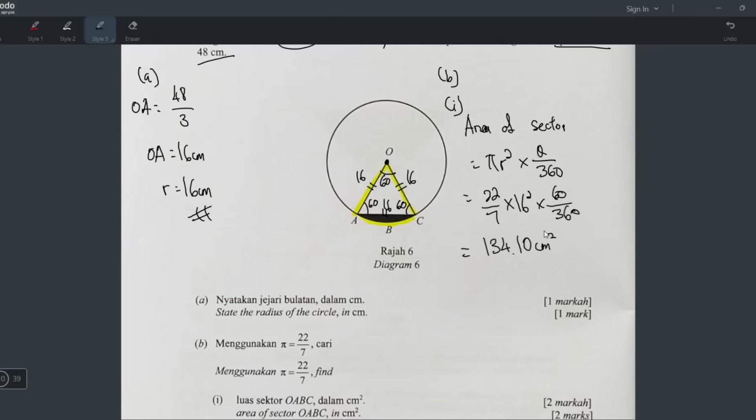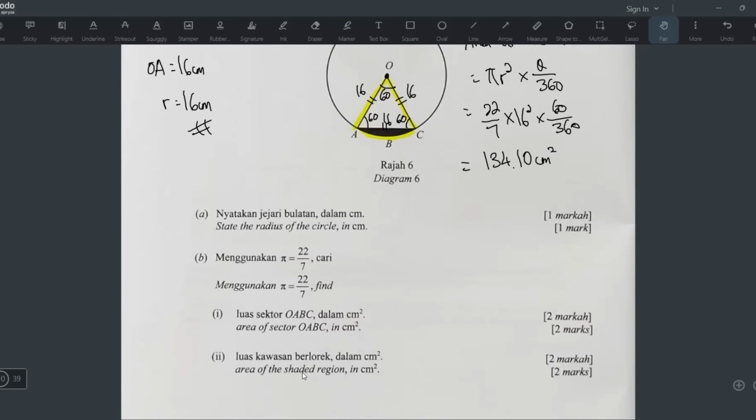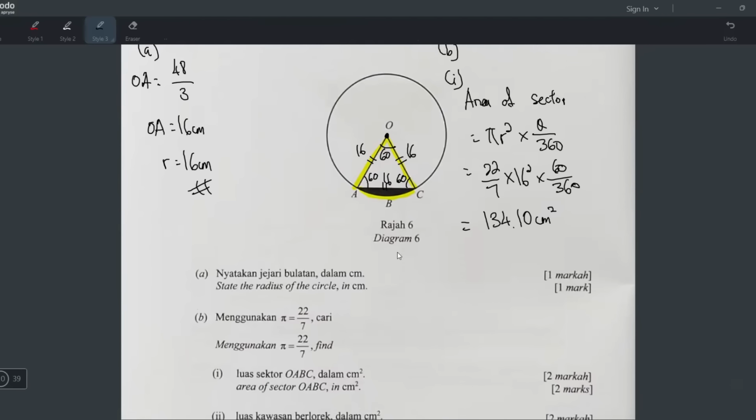cm square. Okay. Now let's see what's the next question. Calculate the area of shaded region in cm square. All right. So how do you find the area of shaded region? Okay, the shaded region is here, here, right? And if you take Add Maths, there's a name for this shape. So what do we call this shape? This shape is called a segment. In BM, it's called tembereng.